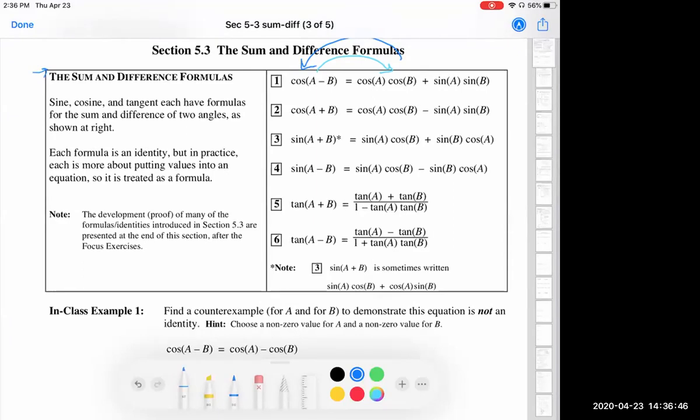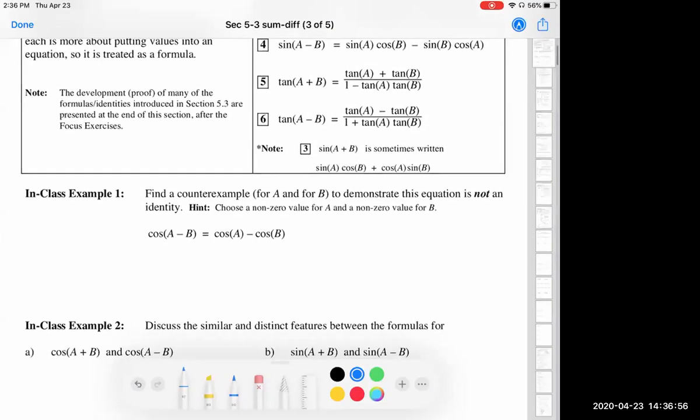Okay, so these are our 6 formulas we're going to have handy. As we're working through them, I'm going to have a copy of them handy just so we can refer back to them, and I'm going to refer to them by number. So let's do example 1. Find a counterexample for A and B to demonstrate this equation is not an identity.